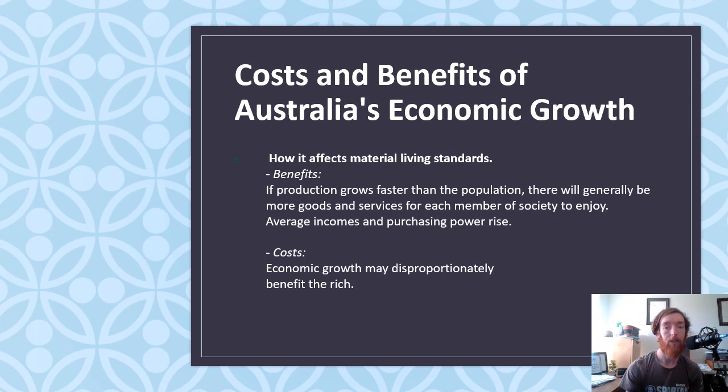And then how it affects material living standards. So if production grows faster than the population, there will generally be more goods and services for each member of society to enjoy, and then average incomes and purchasing power should rise. The downside of this is economic growth may disproportionately benefit the rich.